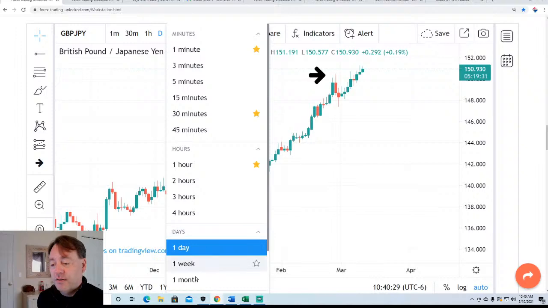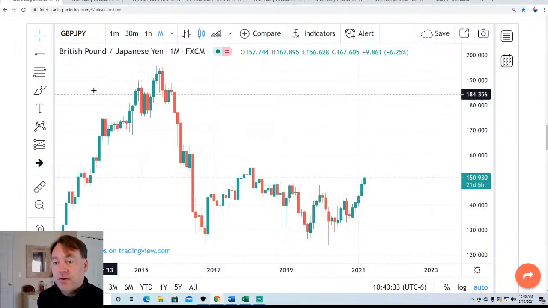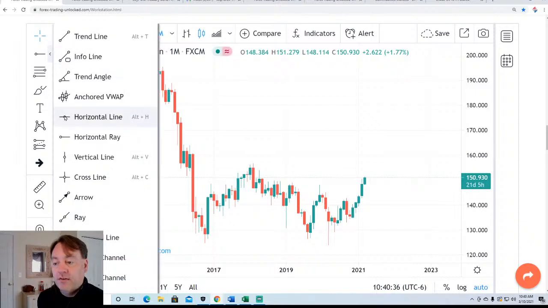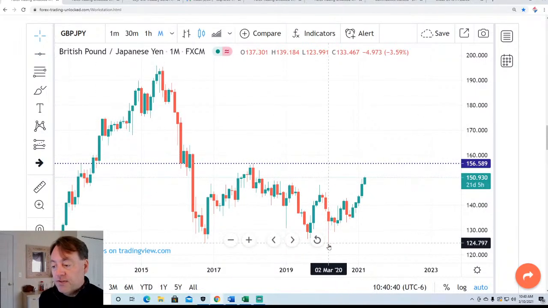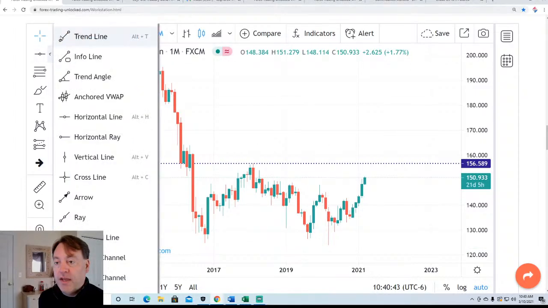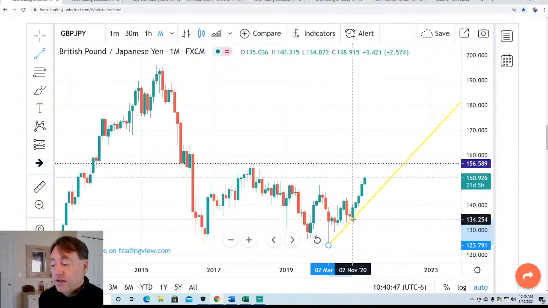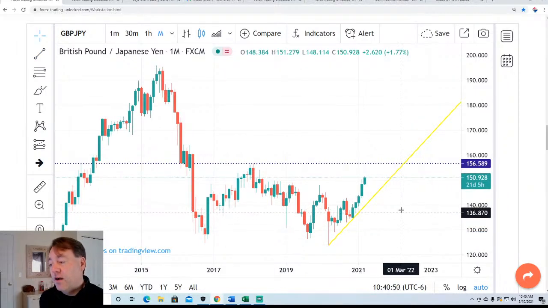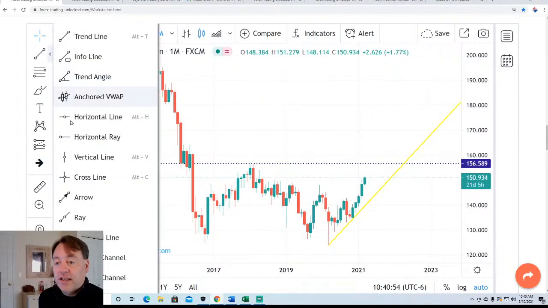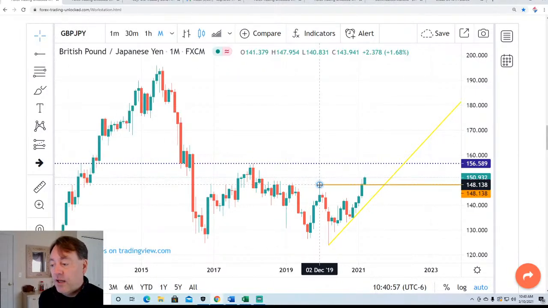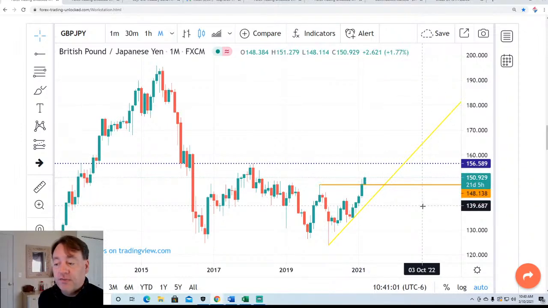Let's look at the monthly. Okay, so let's get rid of this arrow here. So you can see that we have a key high right here. We are coming off this low right here. So this low is the base for this rally for the British pound JPY. This is a steep slope. Is it due for a correction? Probably. But you can see that we had taken out this high recently right here, the swing high. We did that yesterday, and now we're rallying towards this 1.5658.